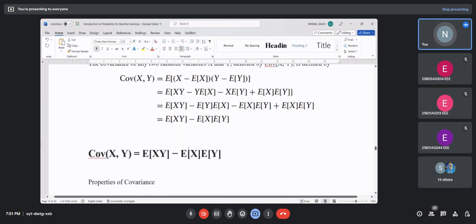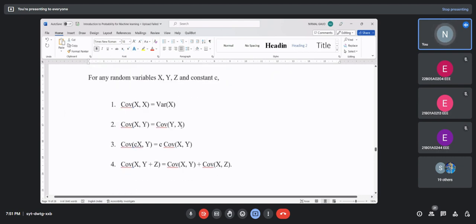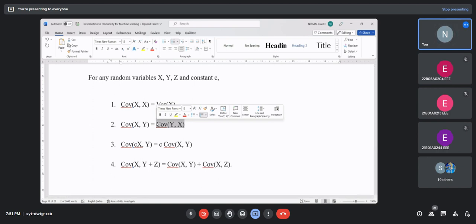Now if someone asks you what is the covariance of these two events, you will say the covariance is E[xy]. That means if I say AB, it will be E[AB] minus E[A] into E[B]. This is the covariance. And what are the properties of covariance? Covariance of xx is variance of x. Covariance of xy is equal to covariance of yx. If I reverse the variables, it will not impact.